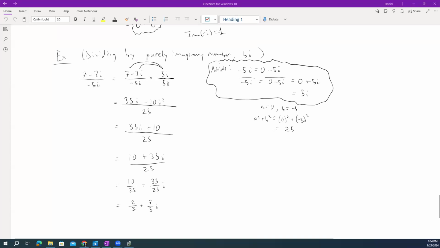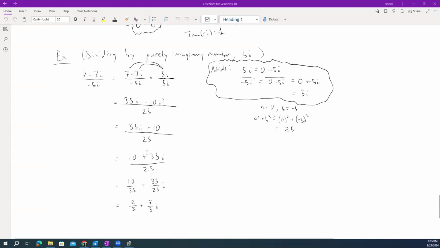So we're going to take our denominator, multiply it by 5i. We're going to take our numerator, multiply it by 5i. And we distribute up top. We get 35i minus 10i squared. Remember that i squared is -1, so that becomes 35i plus 10. Okay, downstairs, 5 times -5, right? That's going to be a -25. i times i squared is a -1, so -25 becomes positive 25.